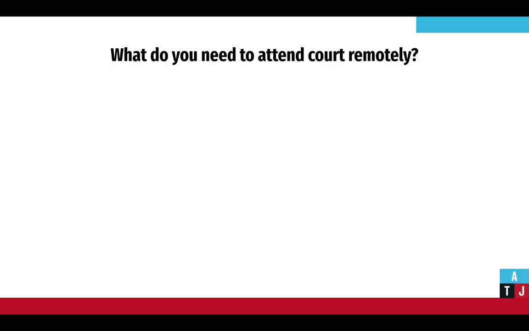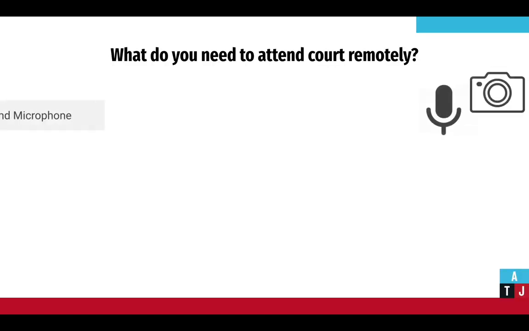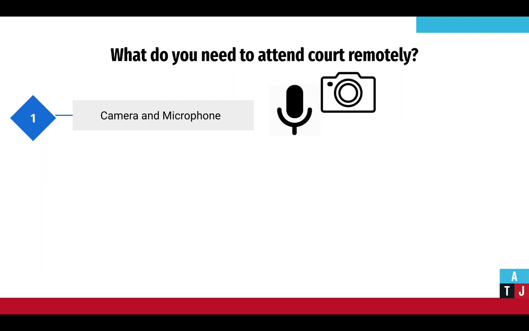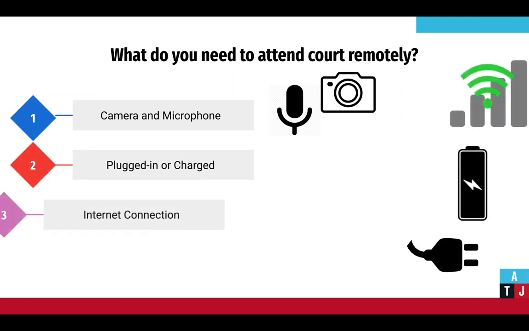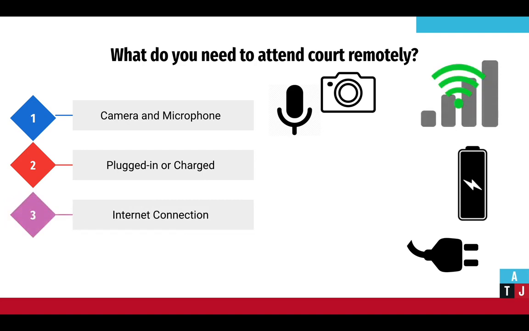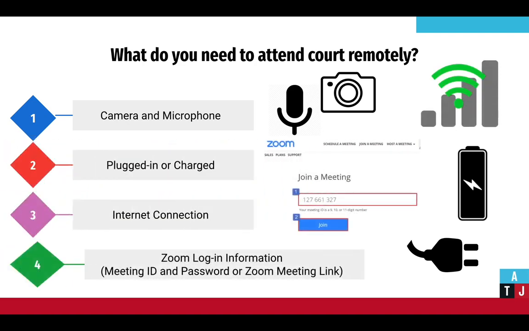To attend court remotely, you will need a computer that has a working camera and microphone and that is either plugged in or charged. You will also need a stable internet connection, and you will need to know the Zoom login information for your courtroom, such as the meeting ID and password or the link to the Zoom meeting. Each courtroom has different Zoom login information. You can find the unique Zoom meeting ID and password or Zoom meeting link for your courtroom on your local court's website, on your court papers, or by contacting your local circuit clerk's office.